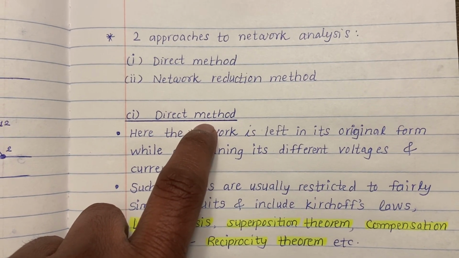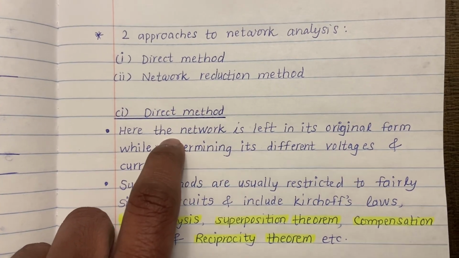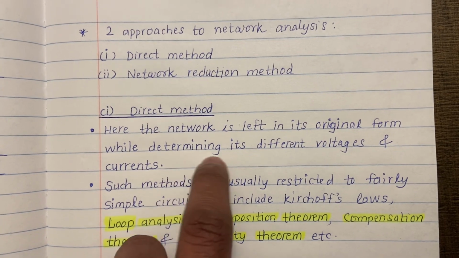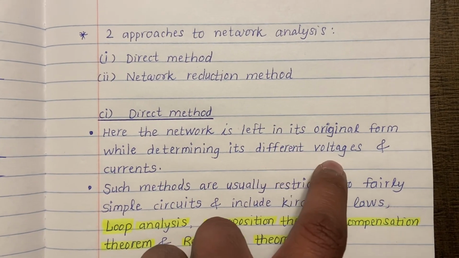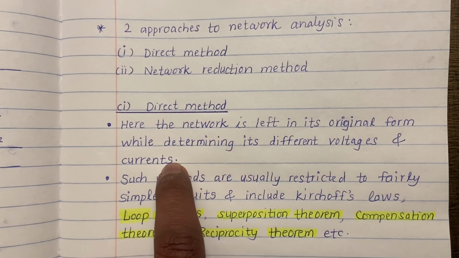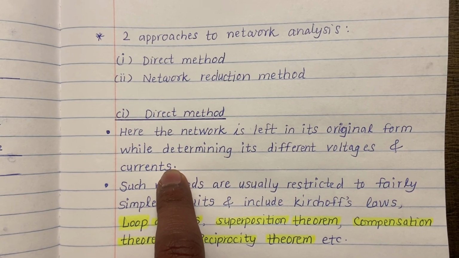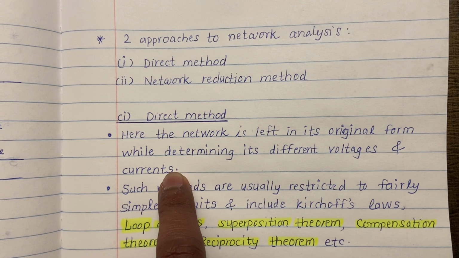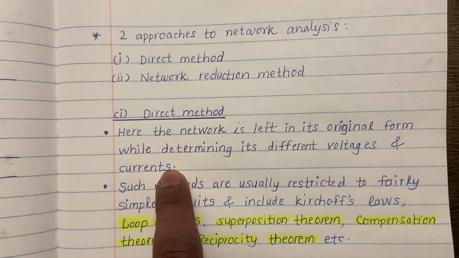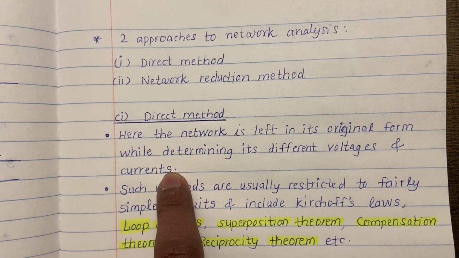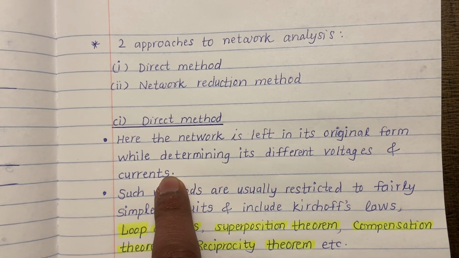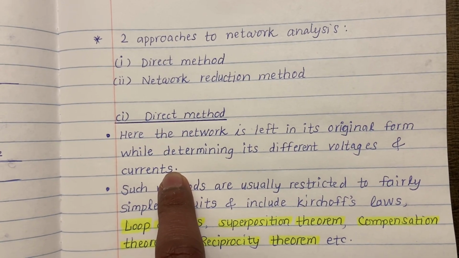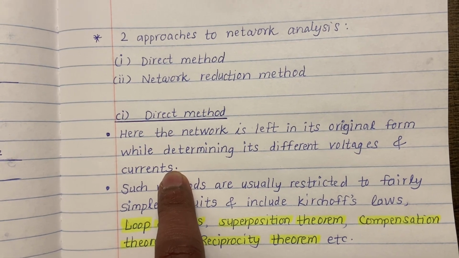What does that mean? It means here the network is left in its original form while determining its different voltages and currents. That means whatever circuit or network is given to you, it is analyzed as it is without any modification or any change in the circuit, meshes, or anything. It is kept as it is, and it is analyzed.